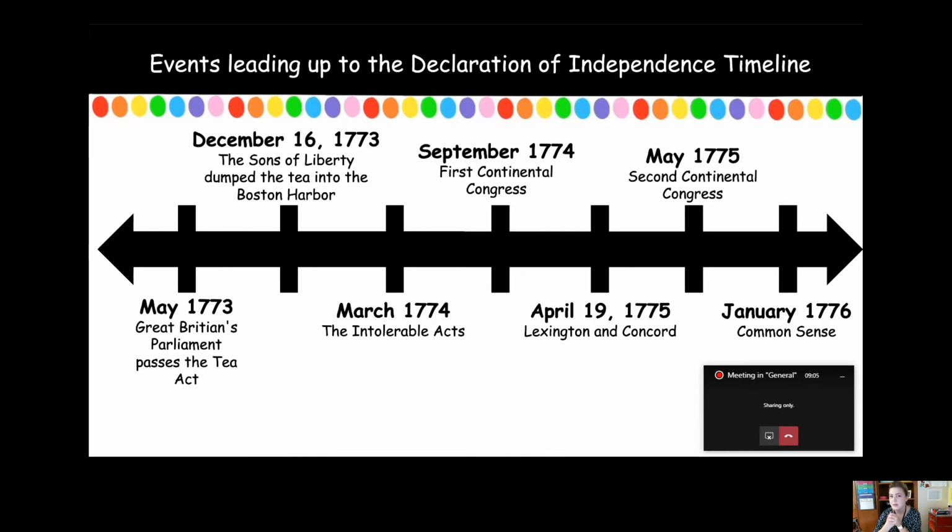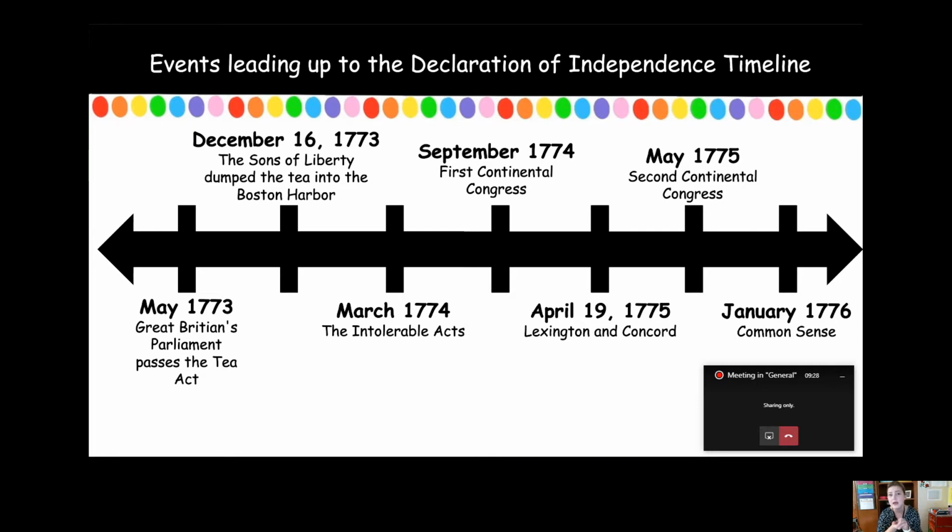Now, in this army, they have a general. You should remember him. He is our first president. Mr. George Washington was the general for the Continental Army. And not really shortly, it was almost a year later, in January of 1776, a man named Thomas Paine wrote Common Sense.